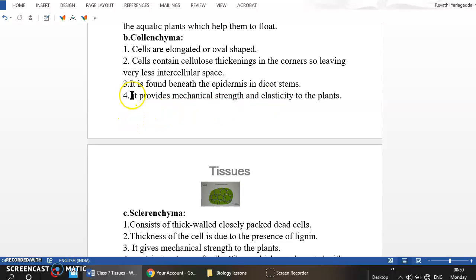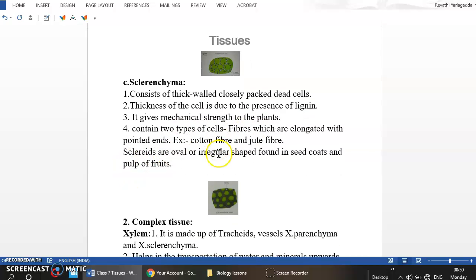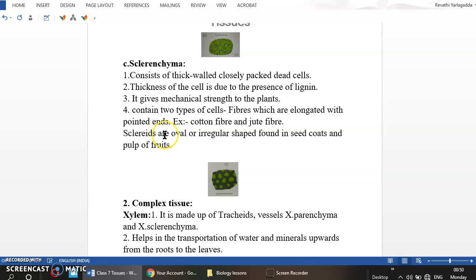Next one is sclerenchyma. It consists of thick-walled, closely packed dead cells. Thickening of the cells is mainly due to the accumulation of lignin. It gives mechanical strength to the plants. It contains two types of cells: one is fibers and the second one is sclerites.